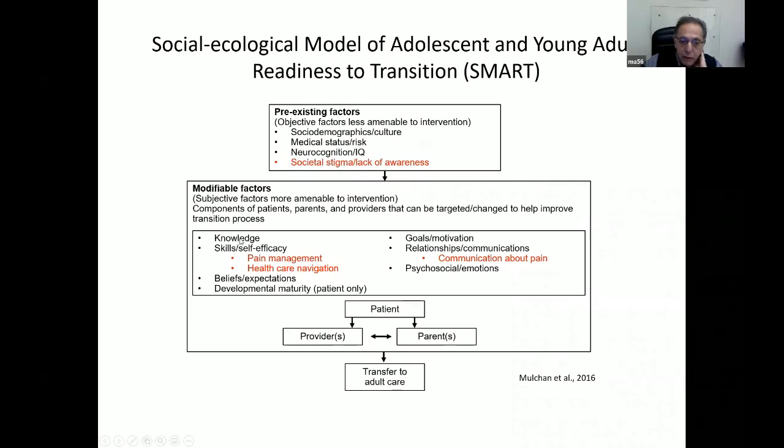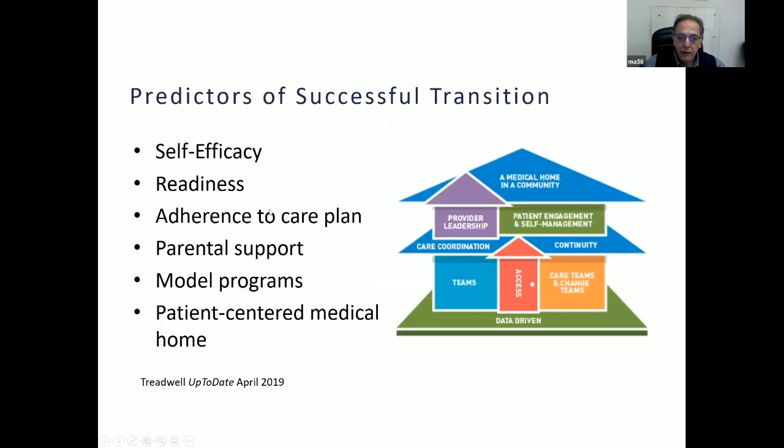These include knowledge, skills of self-efficacy, pain management, and healthcare navigation, the beliefs and expectations of the parents and of the patients, and the developmental maturity of the patients. Also, it's important to know what their goals are, and what the psychosocial and emotional status is. And this needs a team, a whole team, to take charge of this and take care of these patients.